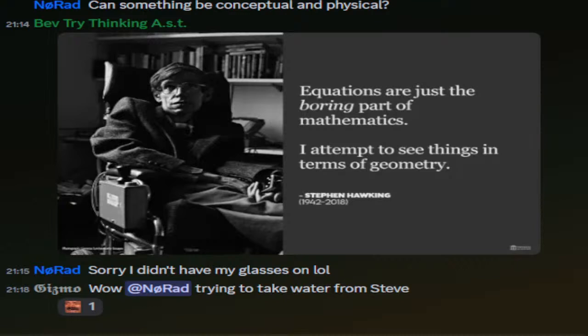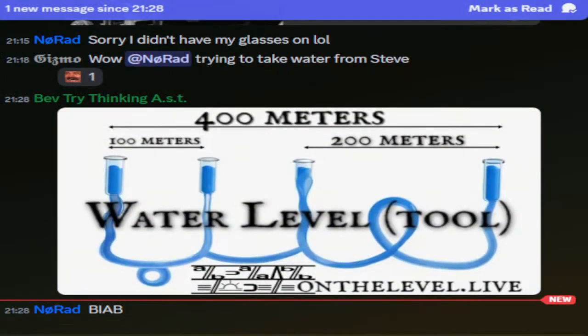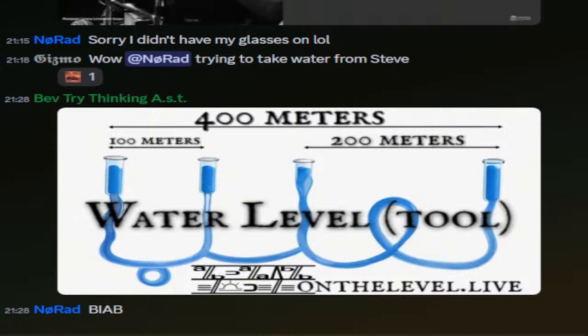Yeah, I have been making some images. I've got LimeWire on the thing. I might have to do a promo video for it. But it does sharpen images up. Here we go. There's my water level tool. And that's the one that we use to do the test.